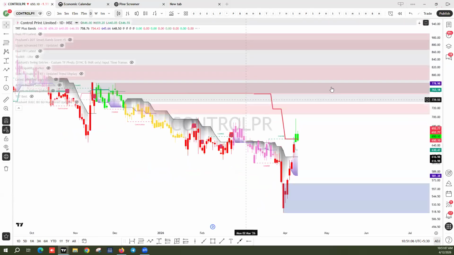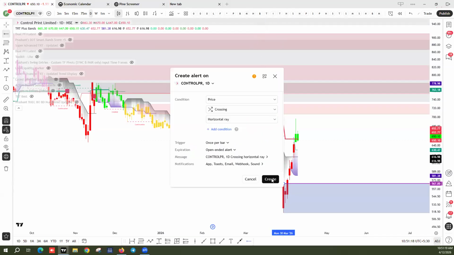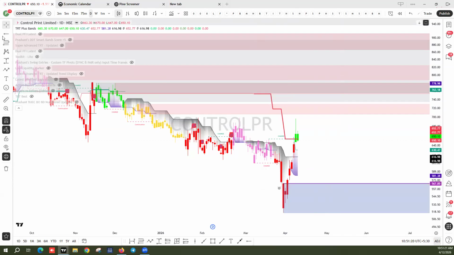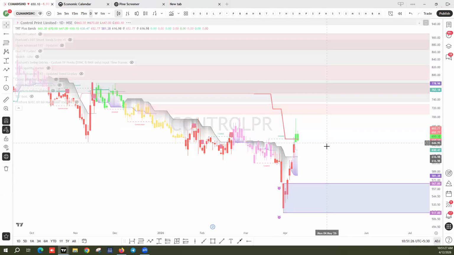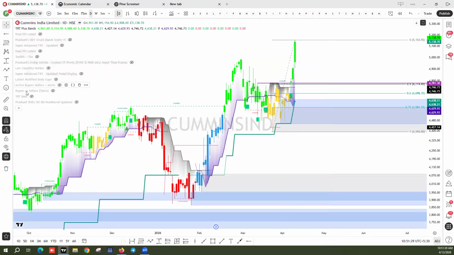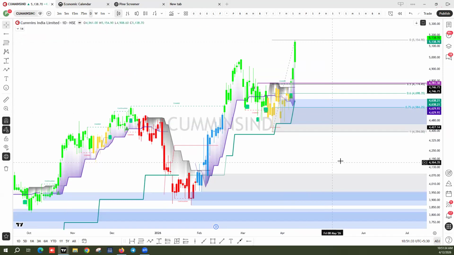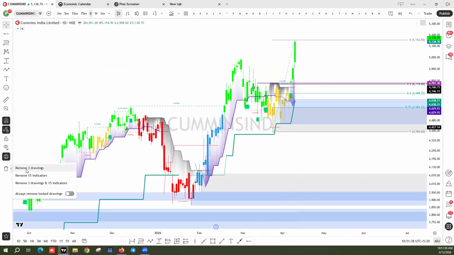Cummins. Cummins India Limited. It has turned green. So what we will do, we will just place alert here and below this and wait and watch. Now again here we can add liquidity, and if the stock is illiquid, just don't take any trade in that stock.